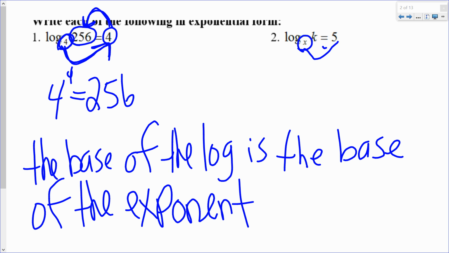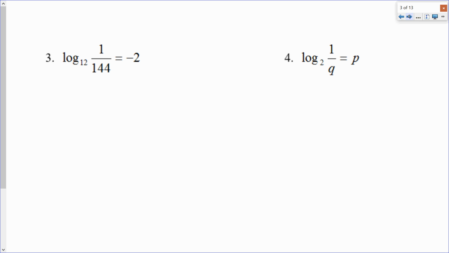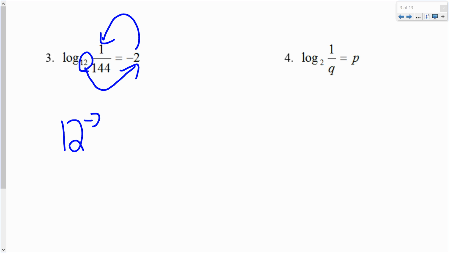The x to the 5th power equals k. And that's it. That's all I'm asking you to do here, is to put it into exponential form by doing this cycle. 12 to the -2 equals 1 over 144. We start with the base and we cycle to the other side and then we cycle back. Why don't you try number 4 on your own?